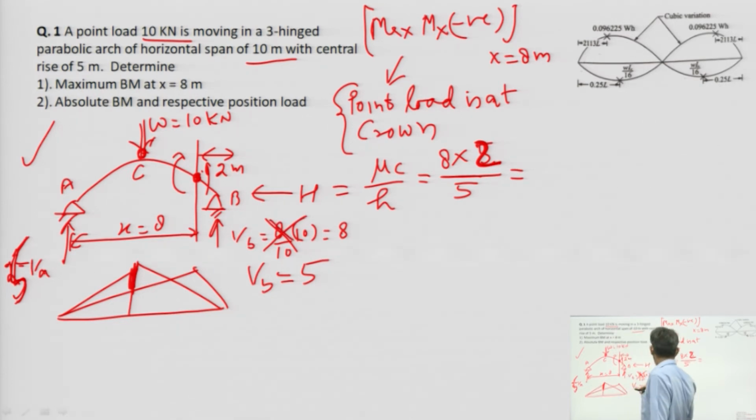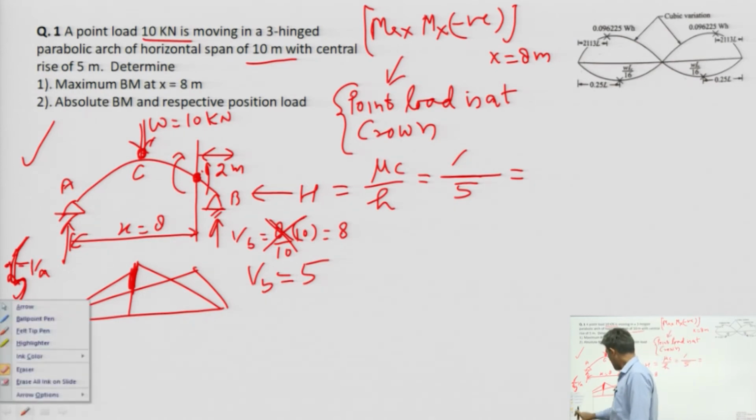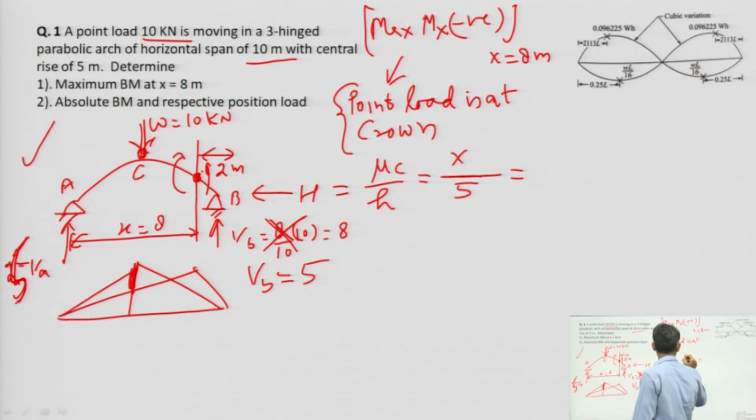Okay, so 5, then it is 5 into 5, you take either left or right, beam moment is same, 5 into 5, this one distance, divided by rise, which is 5. So, H is 5 kilonewton, H is this one, 5 kilonewton.